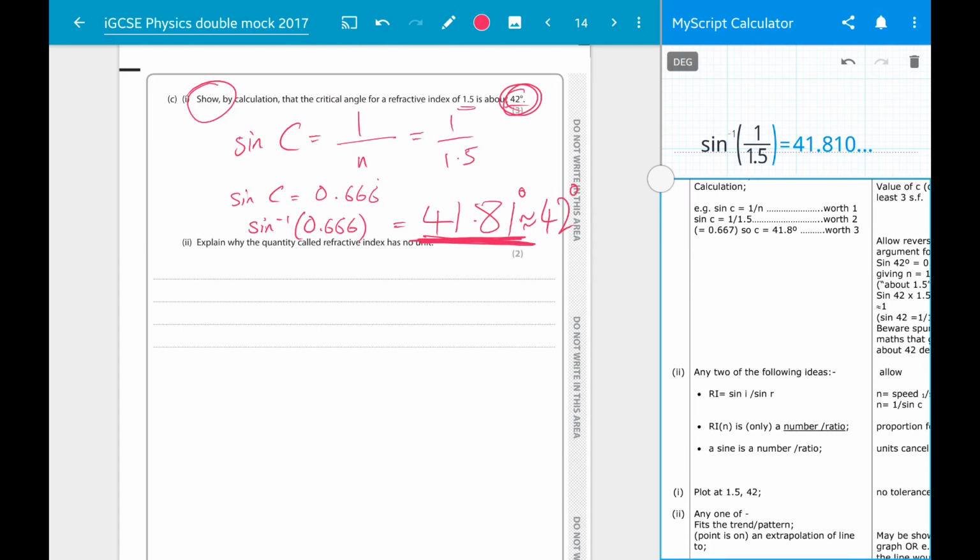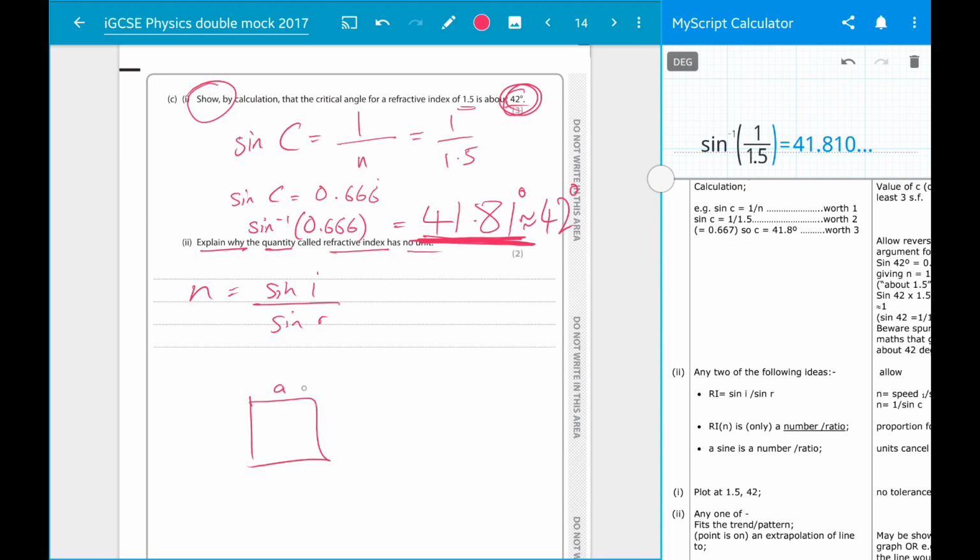So the next question says, explain why the quantity called refractive index has no units. It has no unit because, if you take any value, n is sine i divided by sine r. Imagine this is a piece of paper and you've got A and B, and you wanted to work out a value x that was A over B.